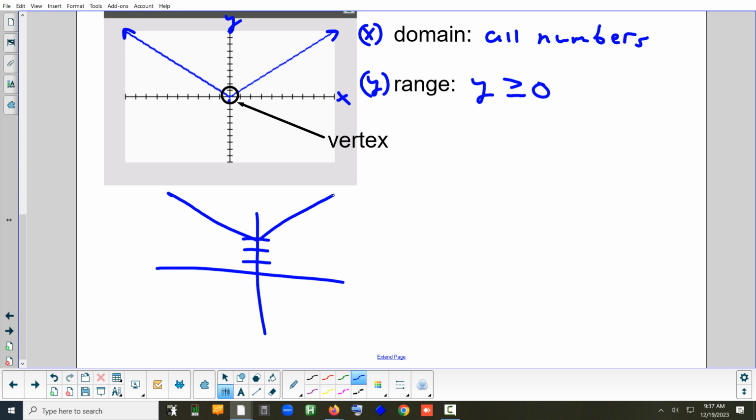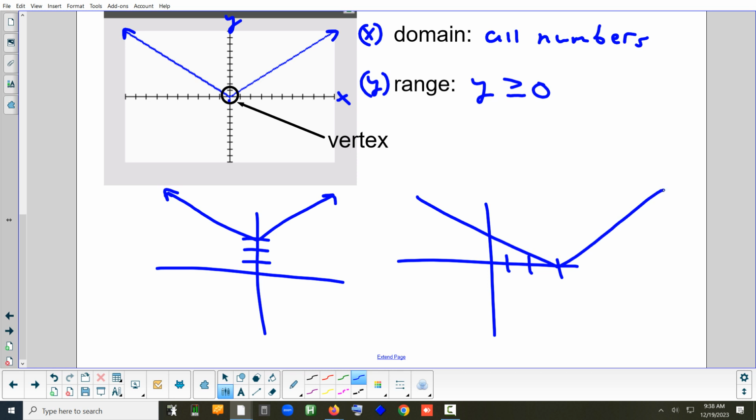Yeah, the range in that one would be all numbers greater than or equal to 3, because 3 is the lowest, and then it keeps going up forever. How about if I had something like this? What do you think the range would be there?